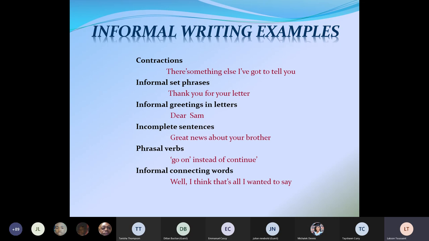"Thank you for your letter." That would be different. Informal greetings in letters, "there some." That would be different, and we would change that to what? What would we change "there some" to if we were writing to, let's say, our boss? How would you change that to something that's more formal?